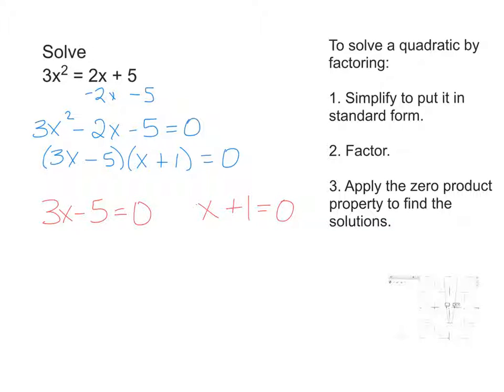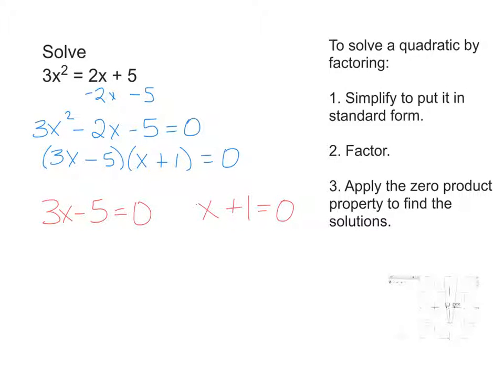So 3x minus 5 equals 0 is one possibility, and x plus 1 equals 0 is the other possibility. And the reason is the zero product property. One or both of these things has to be equal to 0 for the product to be 0. And that's why we have to make it equal to 0 first.